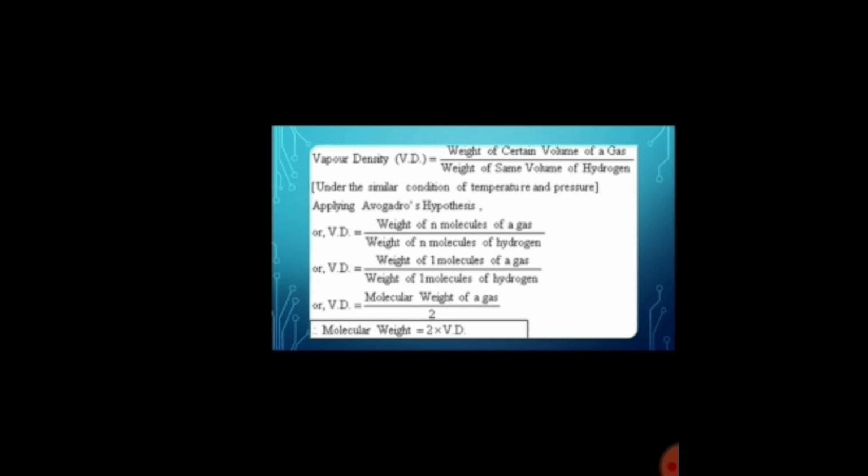Now the mass of 1 molecule of gas or vapor at STP is divided by mass of 1 atom of hydrogen. So 2 into 1 you get 2. So vapor density is equal to relative molecular mass divided by 2. So 2 into vapor density is equal to relative molecular mass of a gas. So this is the relationship between vapor density and molecular mass. This is a very important 5 mark question.